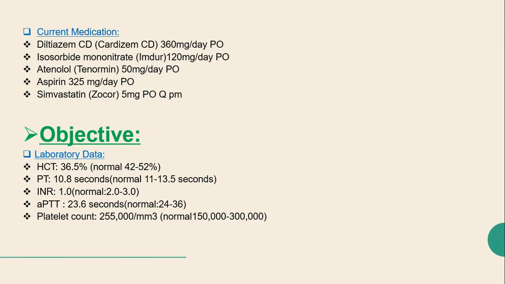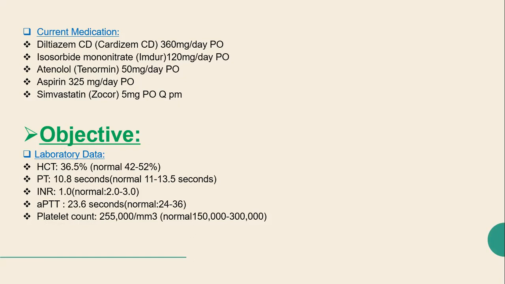Now, the objective part includes the laboratory data, which is HCT. HCT is 36.5% and it is usually a hematocrit test. Normal range lies between 42 to 52%. PT, prothrombin time, is 10.8 seconds, and the normal range lies between 11 to 13.5 seconds.